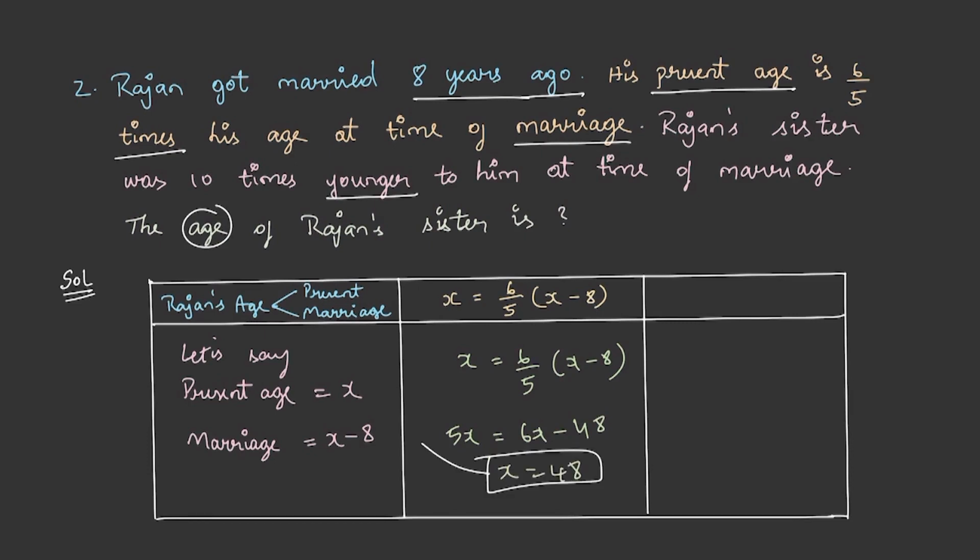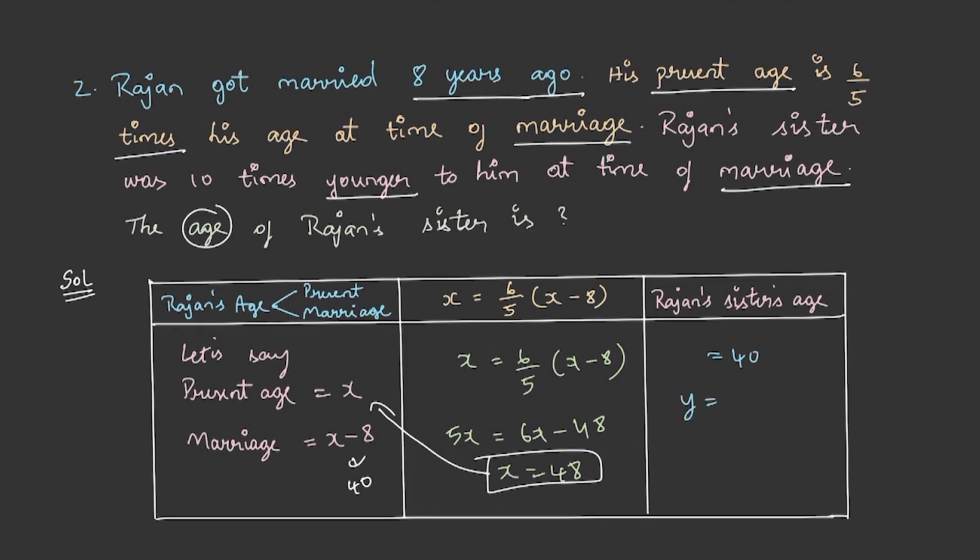If present age of Rajan is 48, then what will be his age 8 years ago, that is at time of marriage? It is 40. Now what is Rajan's sister's age? From the third statement, Rajan's sister was 10 times younger to him at time of marriage. What is Rajan's age at time of his marriage? 40. Let's assume Rajan's sister's age as y.